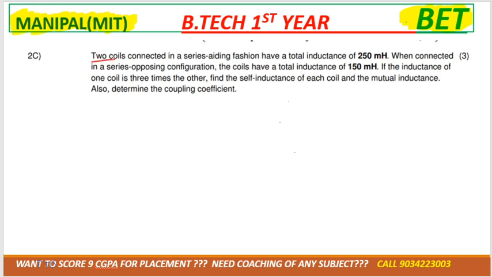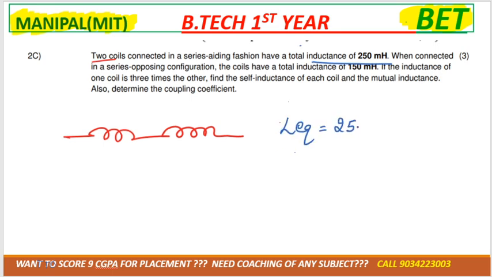Now see, 2 coils are connected in series. We'll have 2 coils that are connected in series. The total inductance is 250 millihenry. L equivalent is how much? 250 millihenry means 250 into 10 raised to power minus 3 henry.